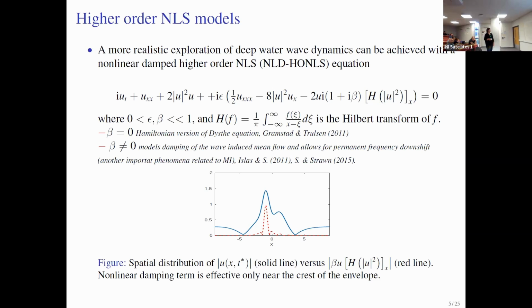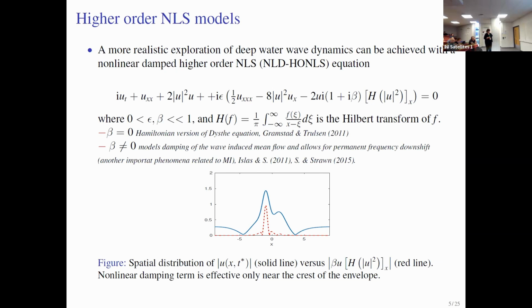But when beta is equal to 0 here, you have a Hamiltonian version of the Dysthe equation, and you've got your higher order dispersion and nonlinearity, and of course the Hilbert transform term, which is reflecting the presence of the induced mean flow. And with beta non-zero, you are then modeling damping of the induced mean flow. And this allows for permanent frequency downshift, which is another important phenomenon associated with the modulational instability.